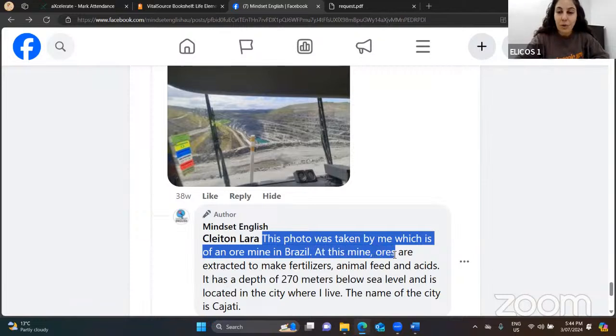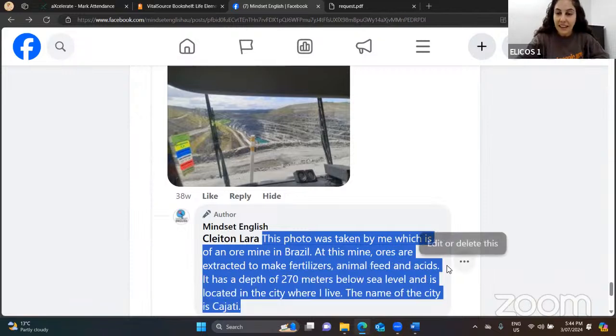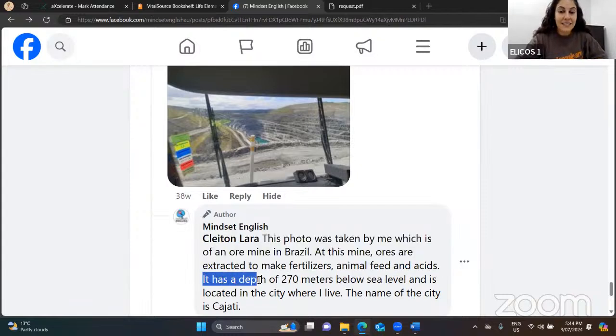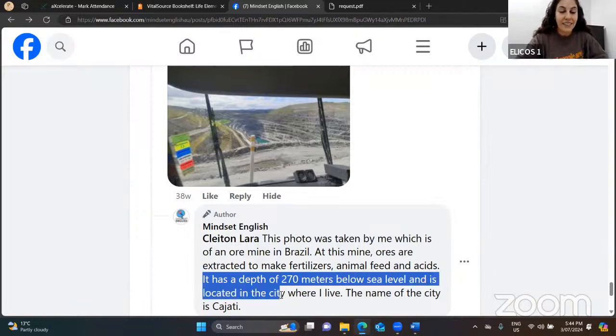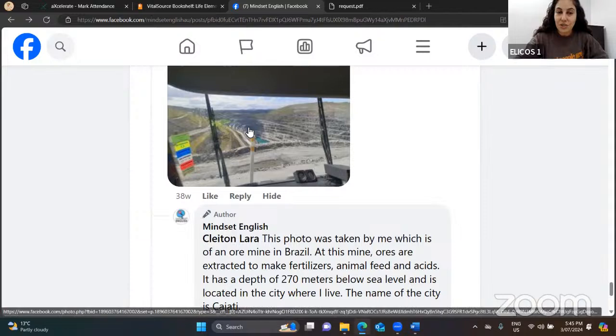At this time, ores are extracted to make fertilizers, animal feed, and acids. At this mine, it has a depth of 270 meters below sea level and is located in the city where I live. The name of the city is Cajati. Okay, so this is a photo that Clayton took.